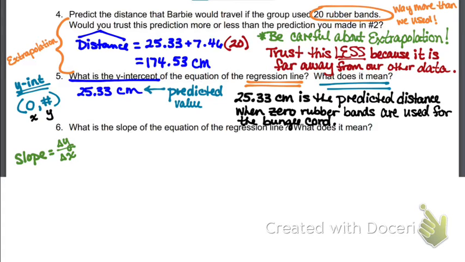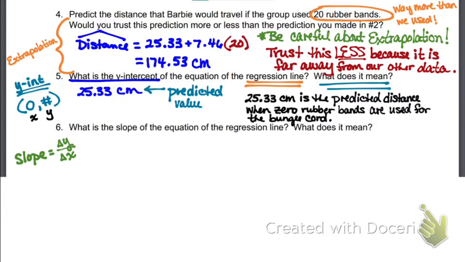So some important things to point out here when we're interpreting the y-intercept of our regression equation in context. We always want to link this back to what this regression equation is talking about. So things I need to make sure to include: I need the actual y-intercept stated, right? I need to know what that is measuring, distance traveled.